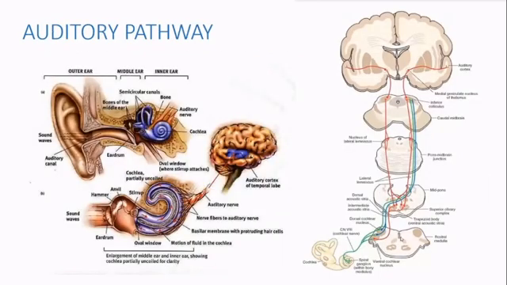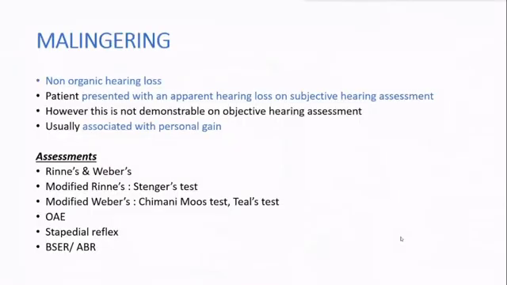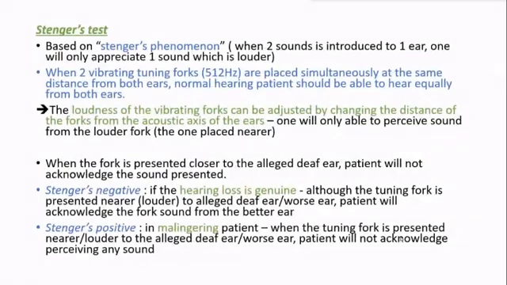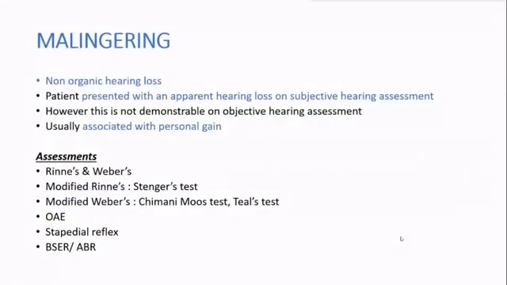So this is the auditory pathway, how sound is transmitted from the environment up into the brain, into the auditory cortex. It's a long pathway, so anything could happen. A post-stroke patient can also present to you with hearing loss, because somewhere along the line there might be a pathology which has affected the auditory pathway. I think you can read about this yourself.